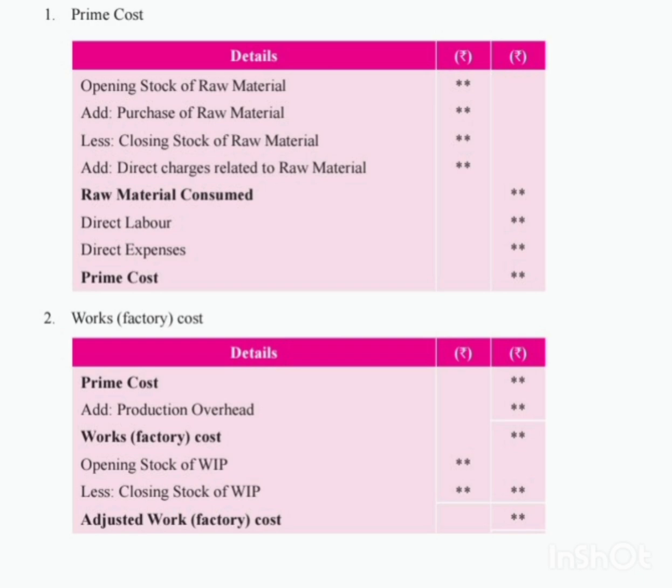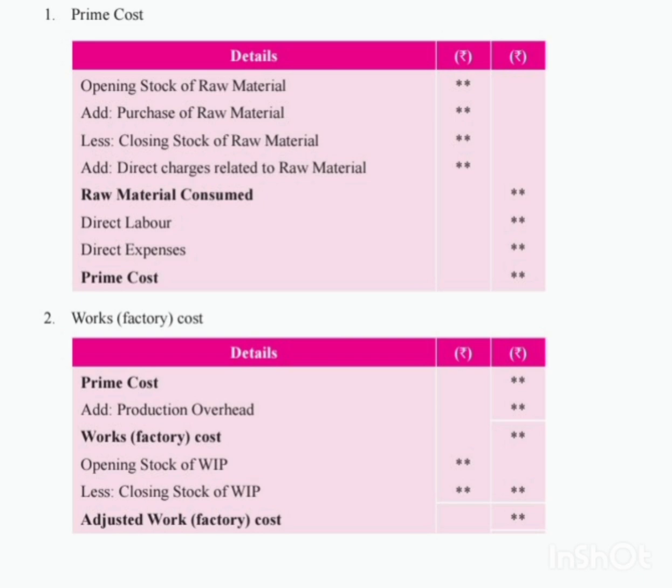The next one is direct labor. The wages paid to workers directly involved in the production is known as direct labor. And direct expenses are any other direct costs like special tools or design fees. And when we add all these together, here you get prime cost.